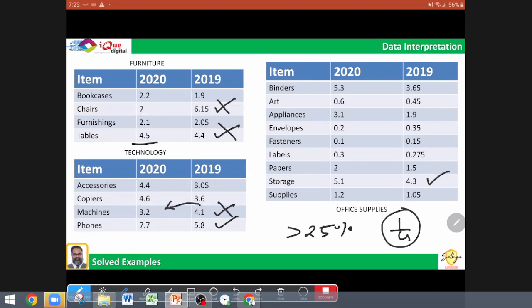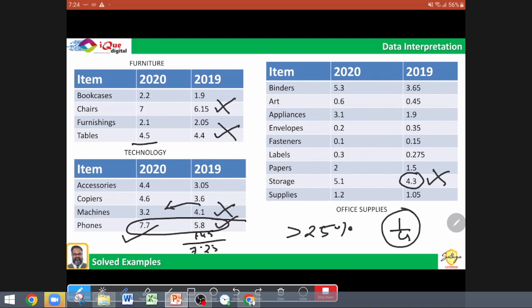5.8 का 1/4 कितना होगा? 6 का 1/4 is 1.5, तो 5.8 का 1/4 is 1.5 से 0.2 का आधा, so 1.5 से 0.05, so 1.45 के आसपास मुझे चाहिए. So if I add 1.45, I get 7.25. This is definitely more than that. So phones category definitely helps. And 4.3 का 25% is 1 point something. So it should definitely be more than 4.3.